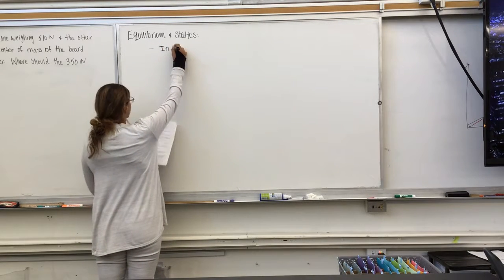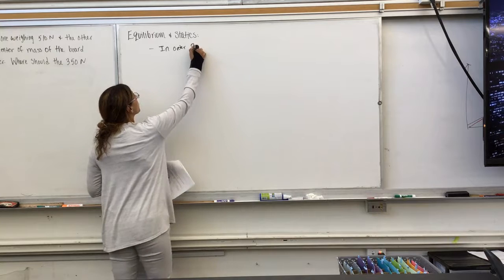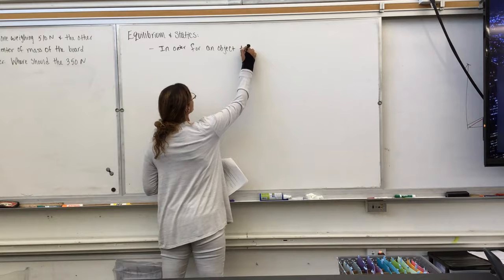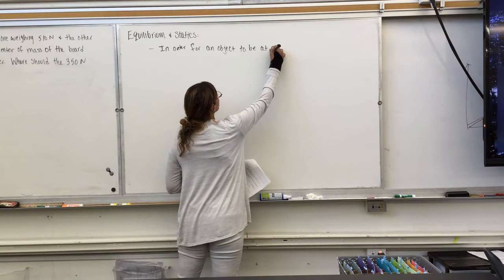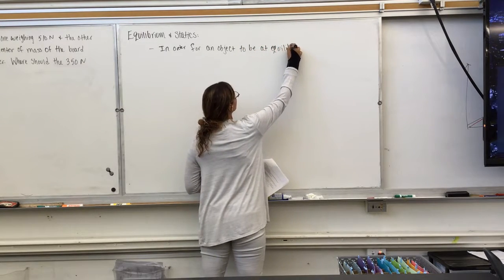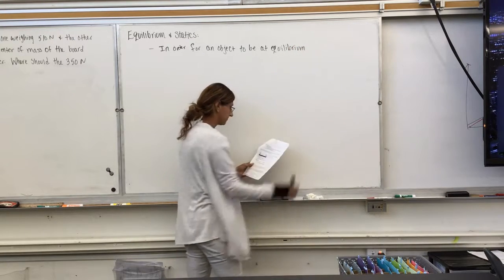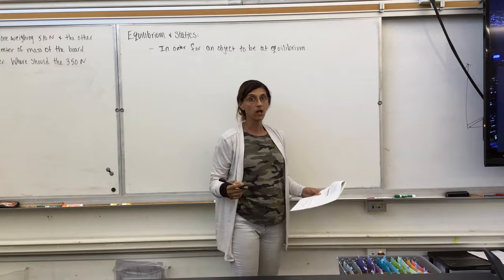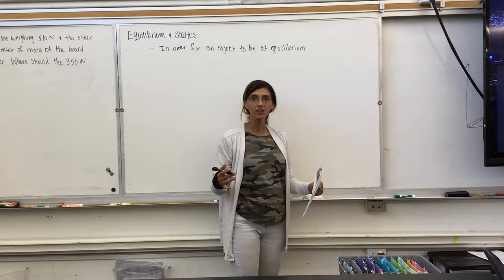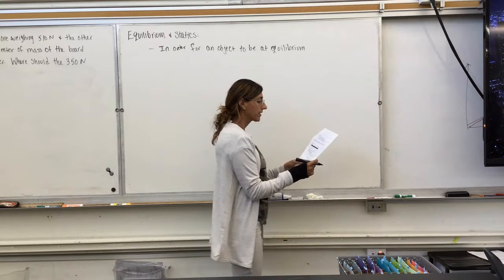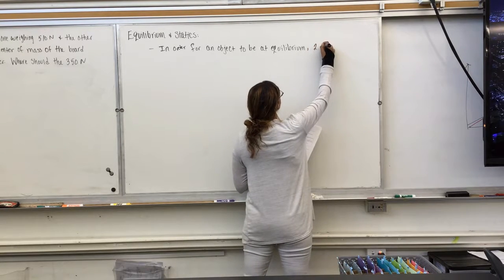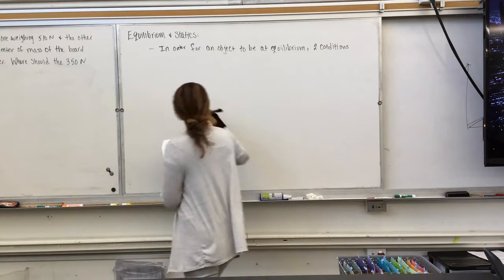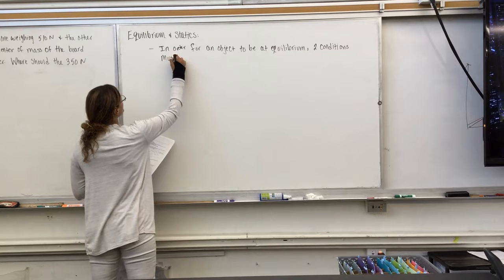In order for an object to be at equilibrium, so what that means is the object is not moving and it's not rotating. So picture like balancing on a seesaw. Two conditions have to be true. Two conditions must be met.